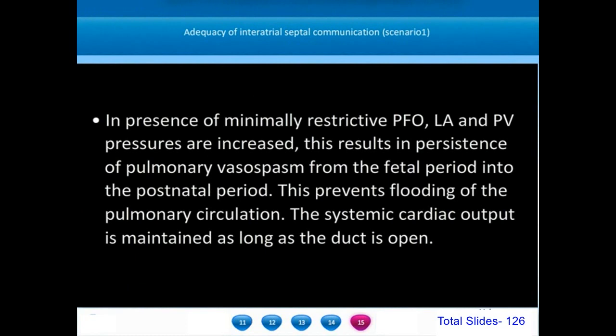Adequacy of the interatrial septal communication will have a clinical impact on the presentation of the patient. In the presence of a minimally restrictive patent foramen ovale, the left atrial and the pulmonary venous pressures are increased. This pulmonary venous hypertension results in persistence of the fetal pulmonary vasospasm. The high fetal pulmonary vascular resistance persists into the postnatal period. This prevents flooding of the pulmonary circulation. The systemic cardiac output is so maintained as long as the duct is open.